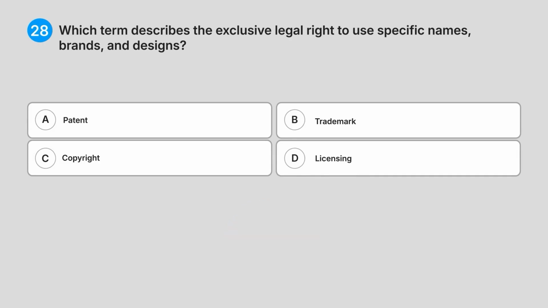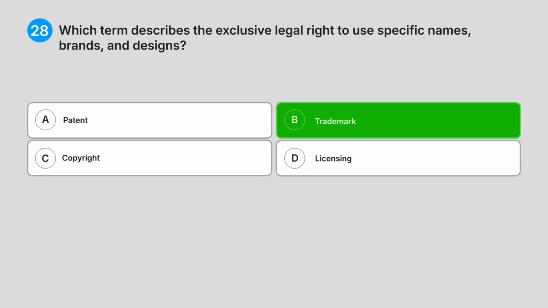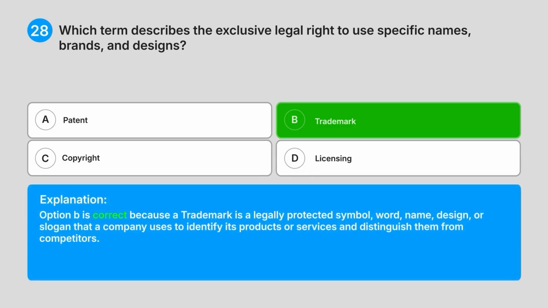Correct answer, B. Trademark. Explanation: option B is correct because a trademark is a legally protected symbol, word, name, design, or slogan that a company uses to identify its products or services and distinguish them from competitors.